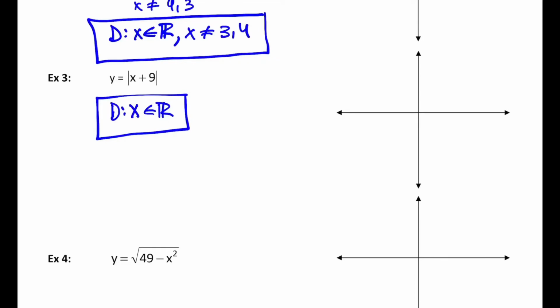This one I think we could take a second to graph. All right, plus 9, that means left 9. So left 9, that's going to be negative 9. And it's a square root graph. Well, what's a square root graph look like? It looks like a V.